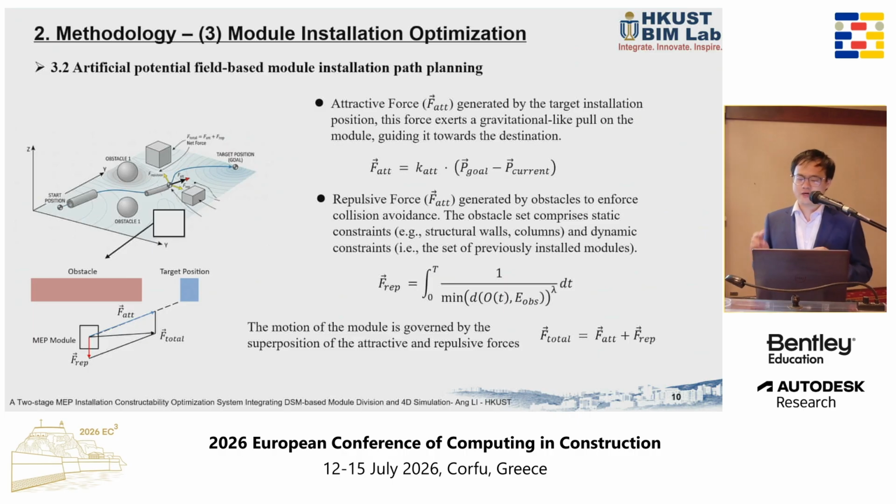To accurately calculate the path, we use the artificial potential field, or APF, method. With this method, you can imagine there is an attractive pull force from the target position, while the obstacle generates a repulsive push force. The module's trajectory is guided by the resultant force of those 2 forces. So by this method, we can ensure a collision-free path.